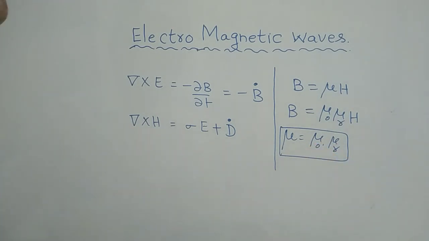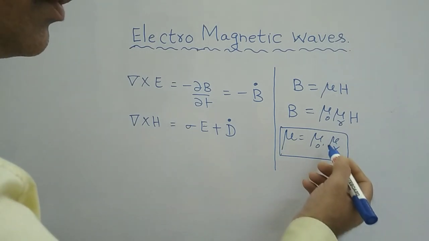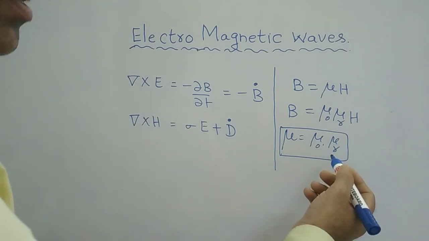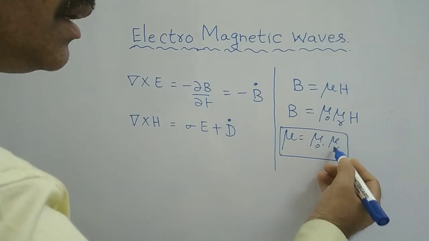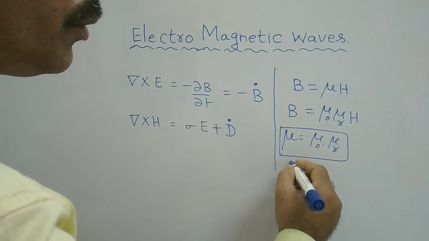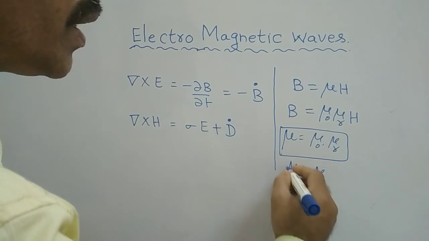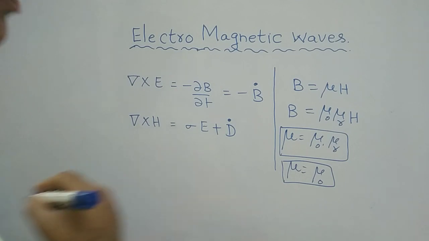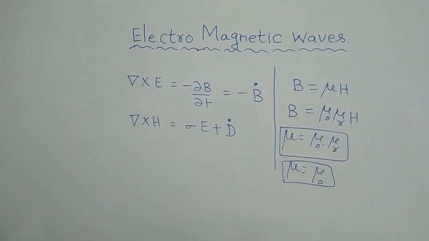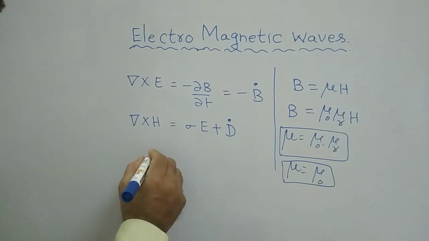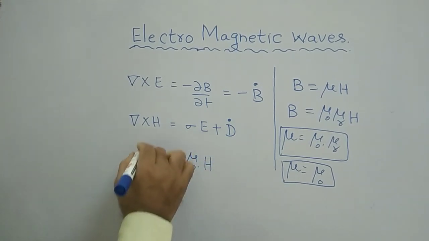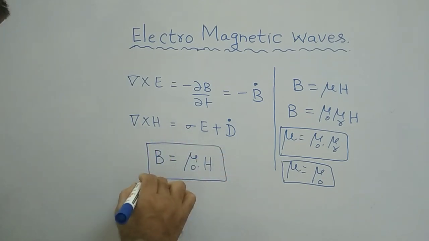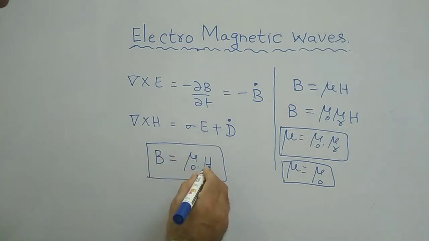What is the medium in free space? It is air. Therefore, for air, mu R is equal to 1. Therefore, mu is equal to mu naught only in free space. So in free space, B can be written as B is equal to mu naught H. Remember that in free space, B is equal to mu naught H.